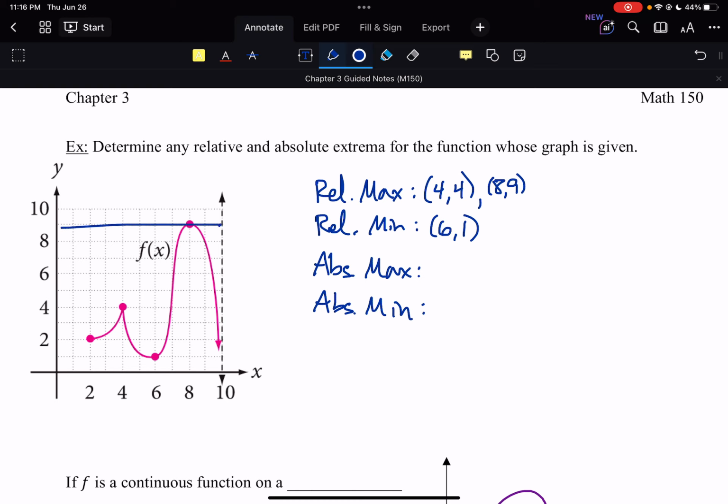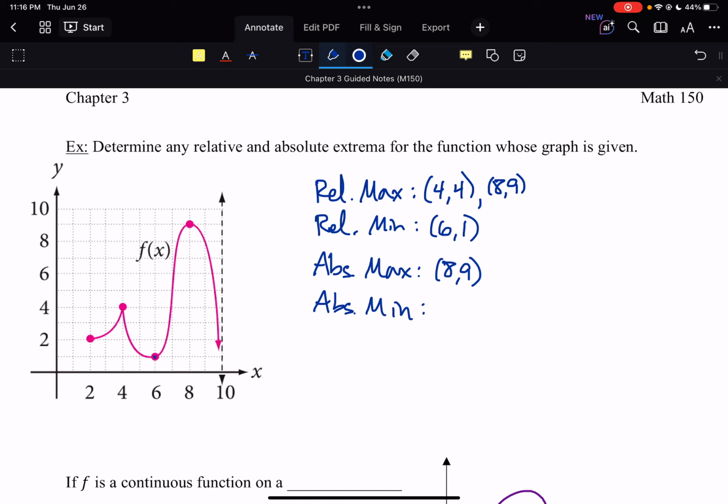Absolute max, we look for the highest point on the whole function. That's right here. So that's also the point (8, 9). And that's okay. Points can be relative and absolute extrema at the same time. That's totally fine. You can even have multiple points sharing the title of absolute max or min.